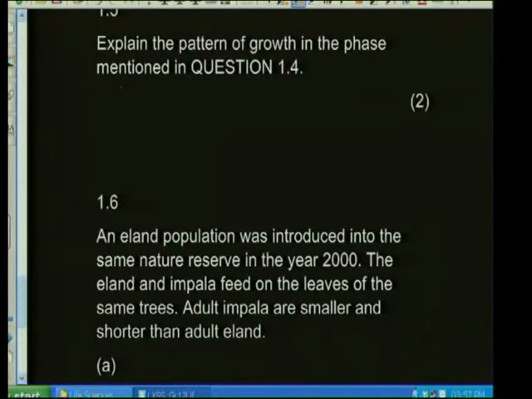Now it asks you question 1.5. Explain the pattern of growth. Now explain it. So for 2 marks, what do you see when it comes to the graph? First of all, when we look at the graph, we see very slow growth in the beginning. So we've got slow growth. That is your 1 mark.